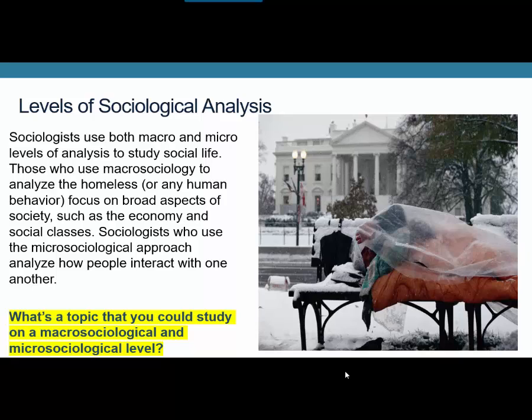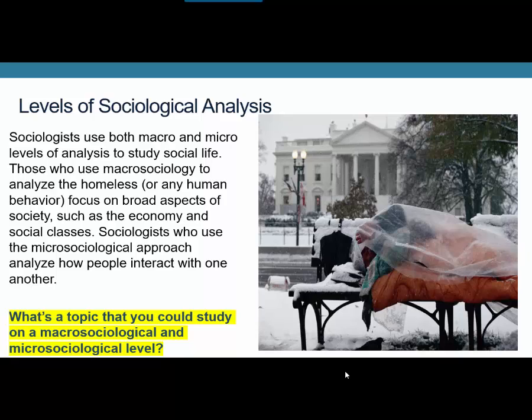So you see here a homeless person sleeping on a snowy bench. If you were a person who used macrosociology, you might focus on the broad aspects of society, like what is it about our economy that has contributed to a rise of homelessness, how changes in family or societal cohesion may have contributed to this, or even the role of social stratification or social classes.